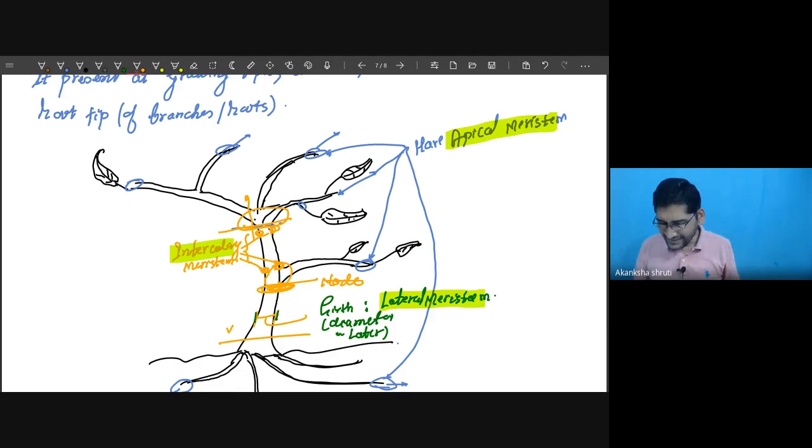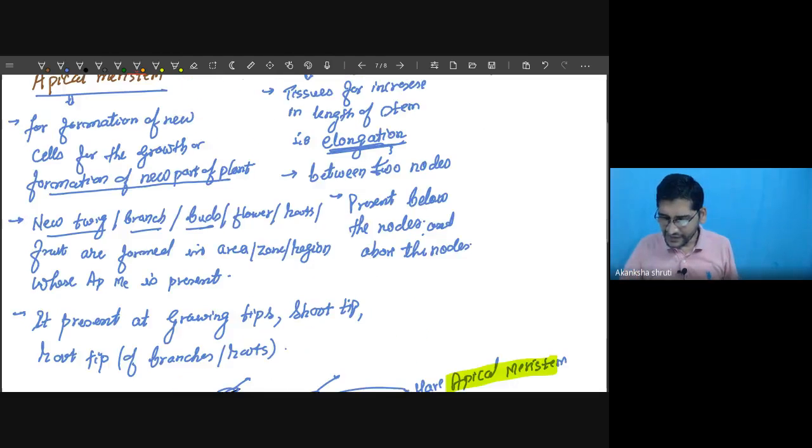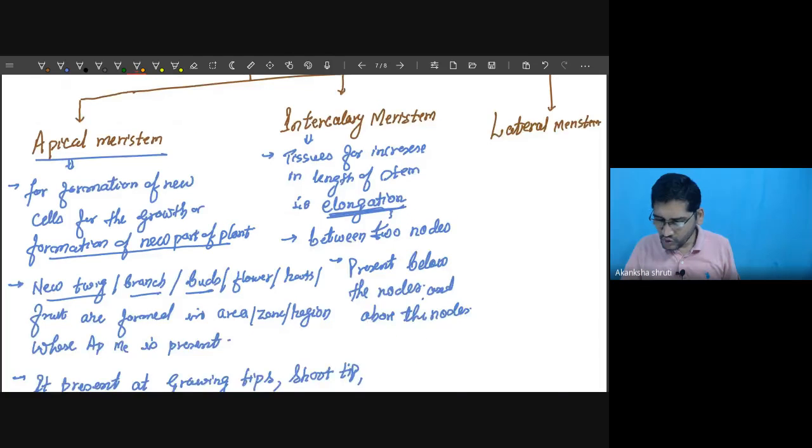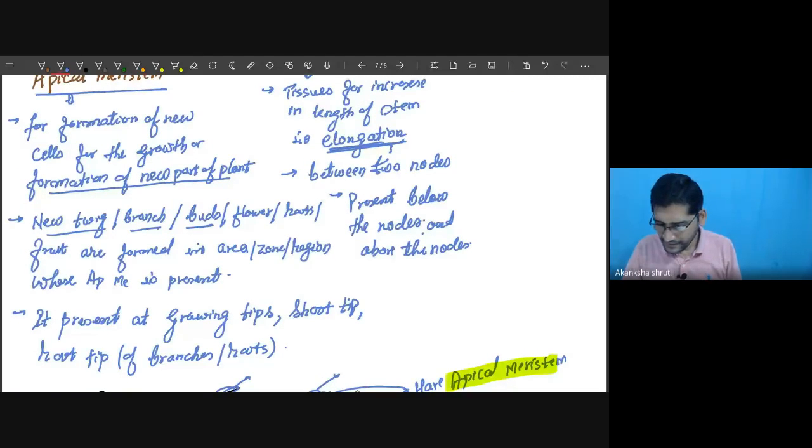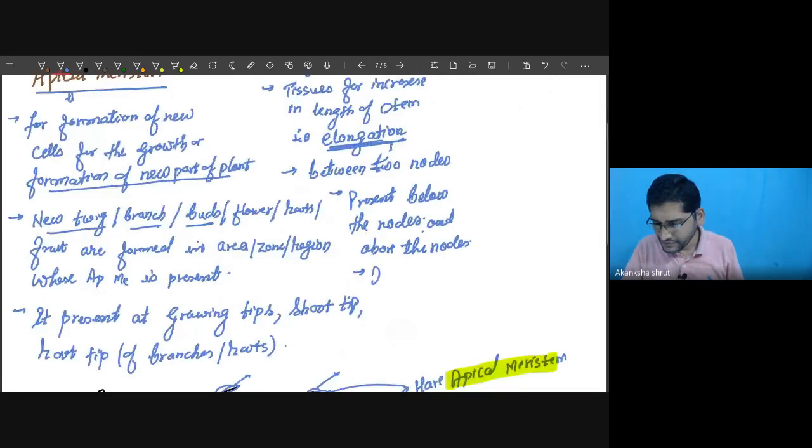Now, another one is the increase in the diameter. Students, with this intercalary, how does the length increase? You can observe that because of intercalary, it increases upward and it increases downward. That's why this entire length from here to here increases. This way the stem length gets increased. So it is present between two nodes, below the nodes and above the nodes. So this helps in elongation. So it increases the length of the twig.